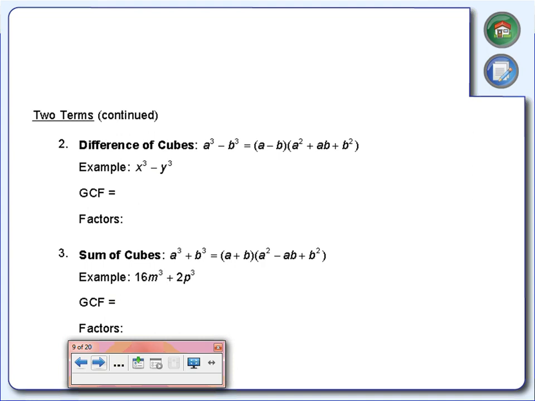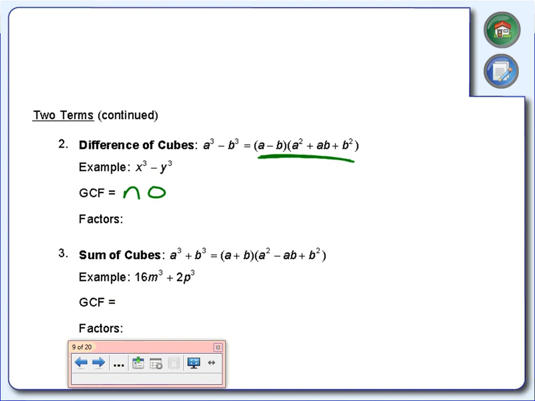All right, so number 2. The example they give us is x cubed minus y cubed. First of all, there is no GCF, no greatest common factor. So what I need to do is factor that. What 2 things were multiplied together to get that answer? The answer is going to be in this form right here: a binomial times a trinomial. So let's start with the binomial. Once I have the binomial, the rest is a piece of cake.